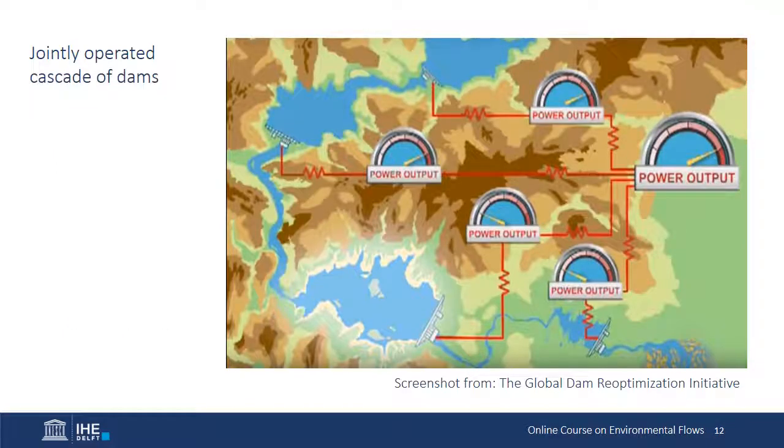A similar opportunity for re-regulation is presented when there are multiple dams on the same river. In this case, the operation of the dams can be coordinated in a way that maximizes energy production in upstream dams while using downstream dams for re-regulation. Learn more about this approach from the video of the Global Dam Reoptimization Initiative.